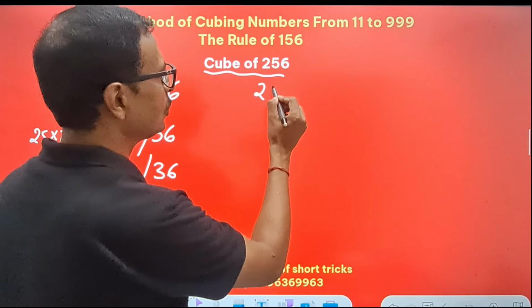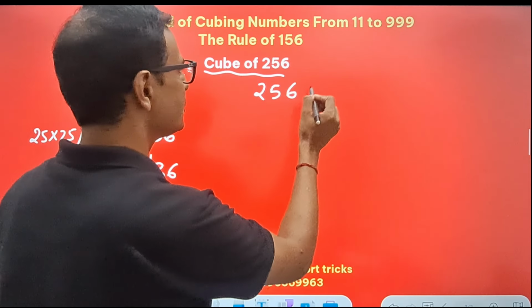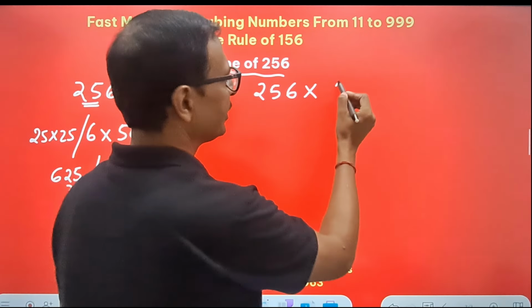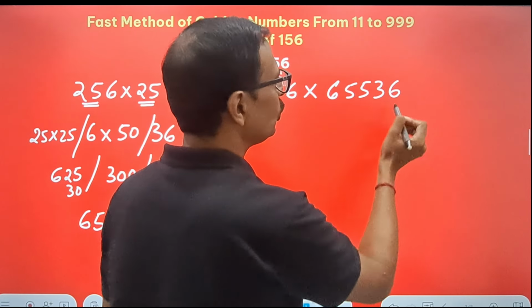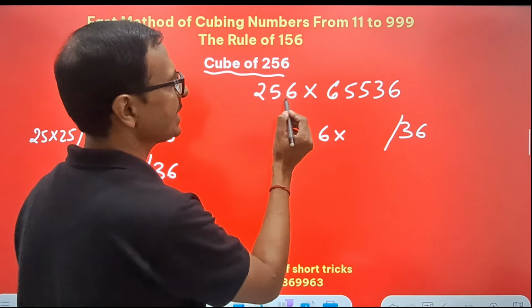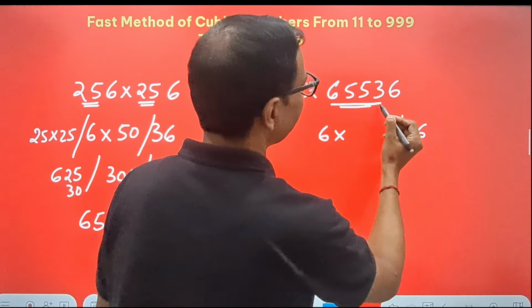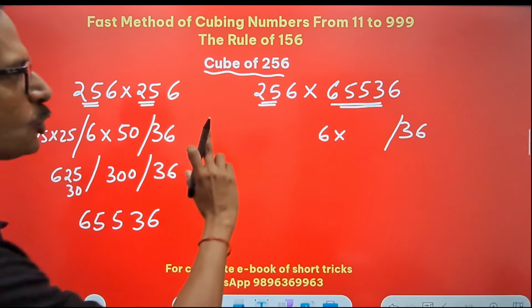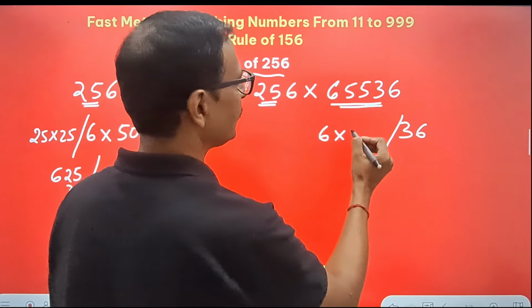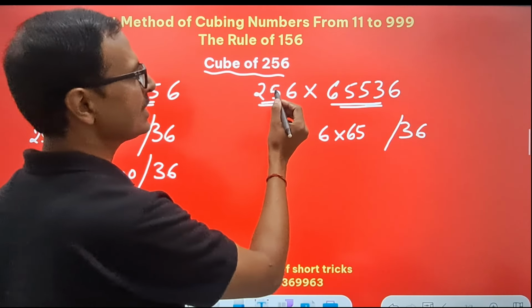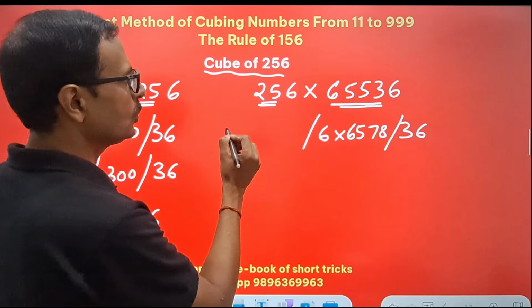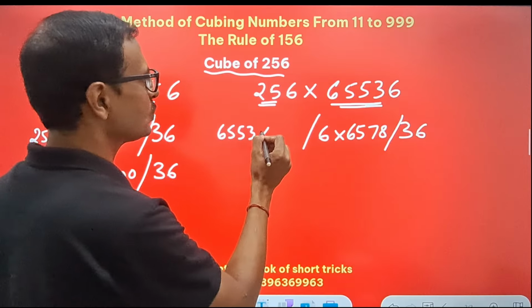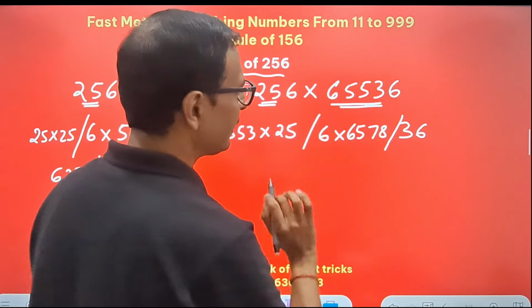Now I need to just do 256 times this number, 65536, to get the cube of 256. So apart from the 6 which gives me 36 as the last number, I need to do 6 times something. What is that? 25 and 6553. So apart from the 6s we have these two numbers. So when you add them, 6553 plus 25 is 78, right? And then you need to do 6553 times 25. So very quick multiplication required here.